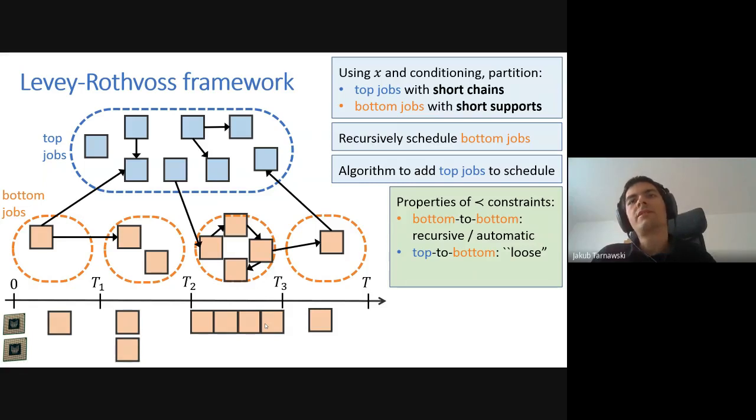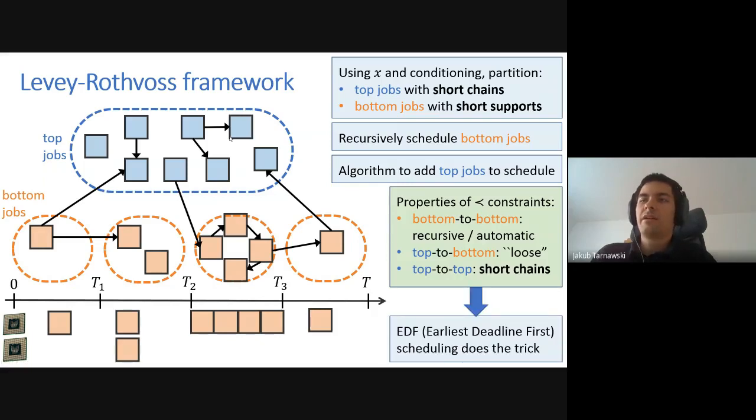For the top to bottom ones like this, I don't want to go into details, but basically the gist is that these bottom intervals are so short that these are easy to satisfy. And then for the top to top, basically we run some list scheduling algorithm now on these top jobs, and because they have short chains, my makespan will be fine, like a 1 plus epsilon approximation of some sort. Basically, I look at these jobs in the order of earliest deadline first. Deadlines are given by the precedence constraints to the bottom jobs that they have, and doing that basically does the trick.